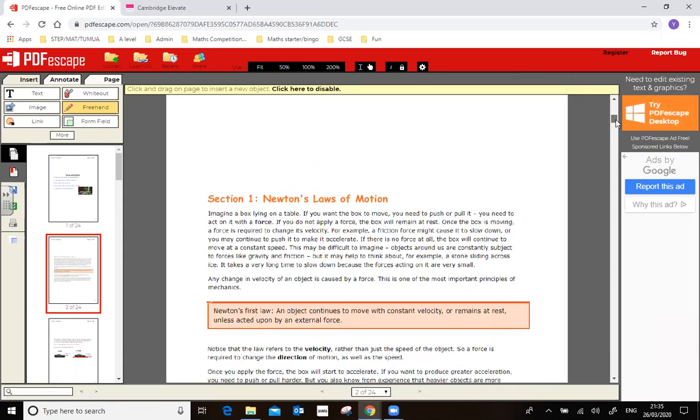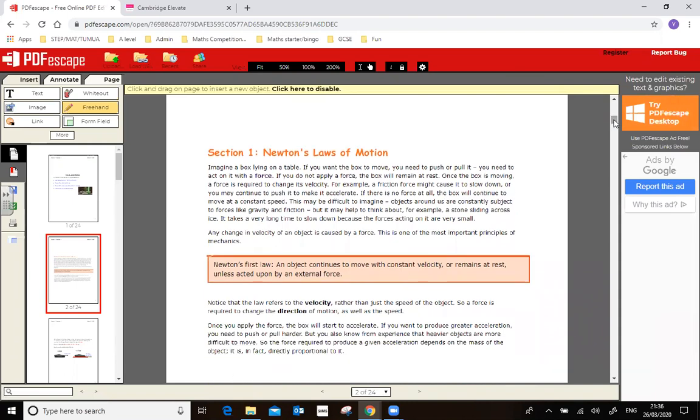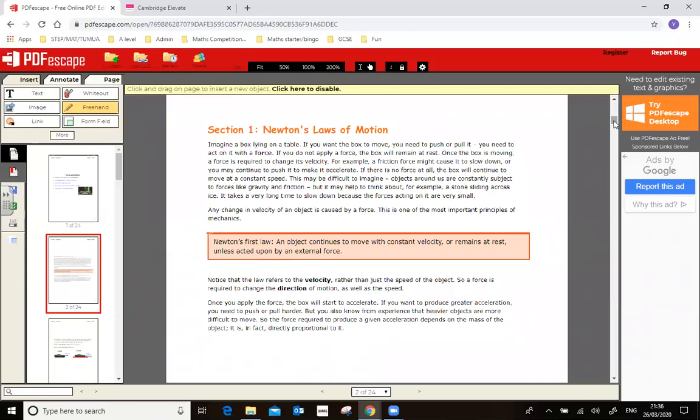So, the first section of this chapter, we're going to look at Newton's law of motion. Imagine a box lying on a table. If you want the box to move, you need to push or pull it. You need to act on it with a force. If you do not apply a force, the box will remain at rest. Once the box is moving, a force is required to change its velocity. For example, a friction force might cause it to slow down, or you might continue to push it to make it accelerate. If there is no force at all, the box will continue to move at a constant speed.